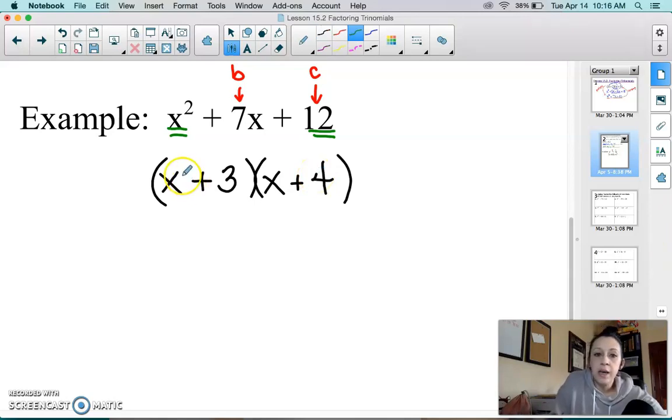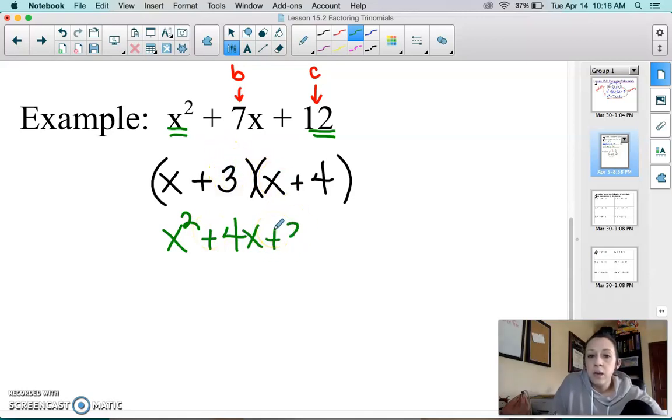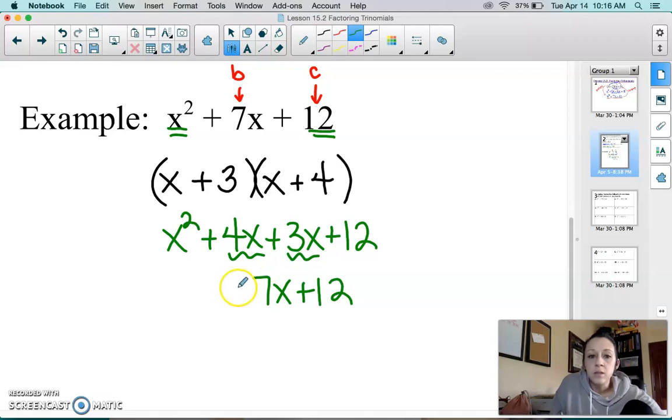Okay, I'm going to do the check again real quick. So I'm going to multiply back through. X times x would be x squared. X times 4 would be 4x. 3 times x would be 3x, and then 3 times 4 would be 12. And let me keep going and do my like terms also. Those look like they're going to add up to 7x. Look at this. We got it right this time. So the 3 and the 4 worked, okay?